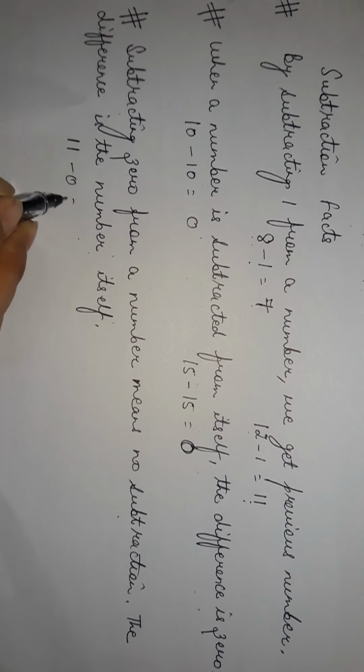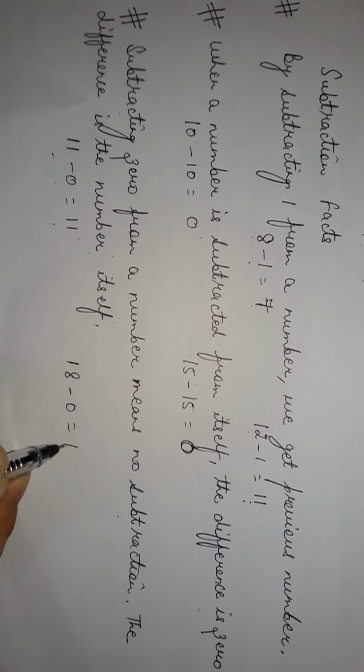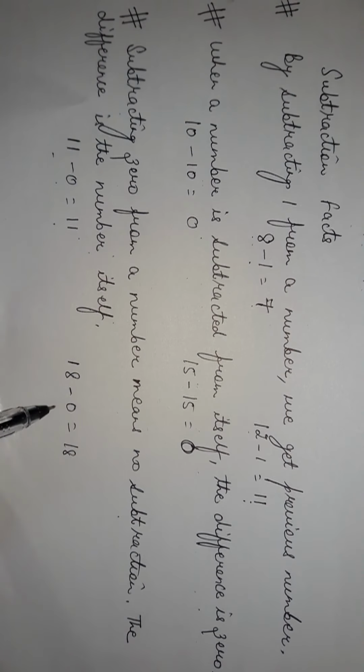minus 0 equals 11. So 0 is subtracted from 11. The difference is the number itself, which is 11. Likewise, 18 minus 0 equals 18. So 0 is subtracted from 18. So here there is no subtraction. No subtraction takes place. The difference is the number itself.